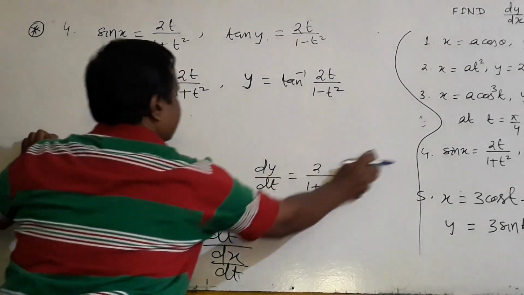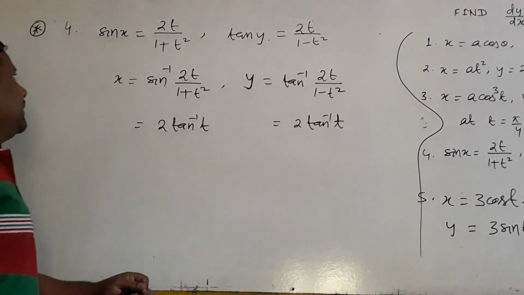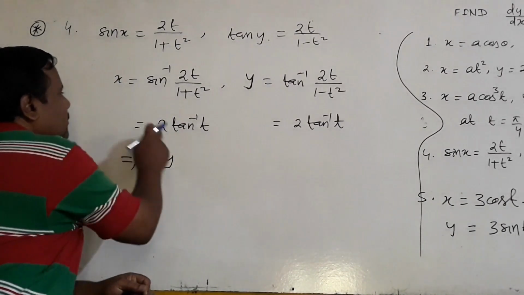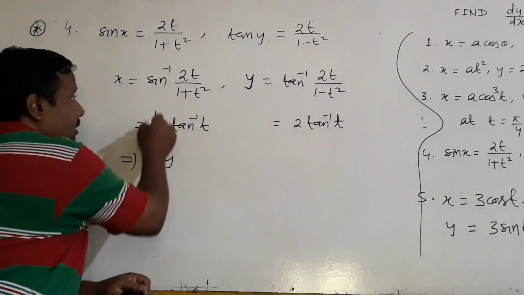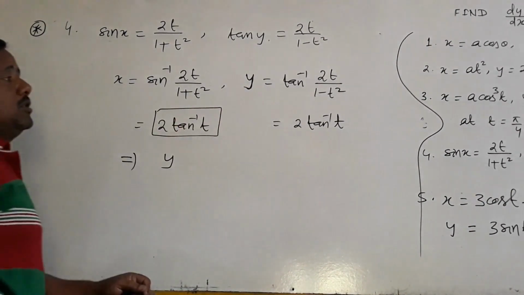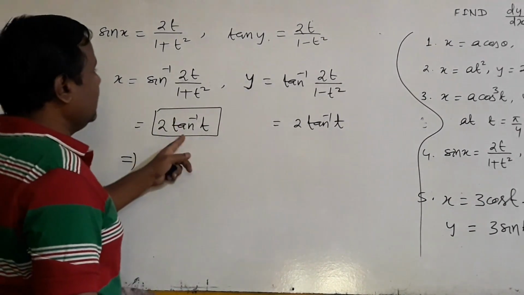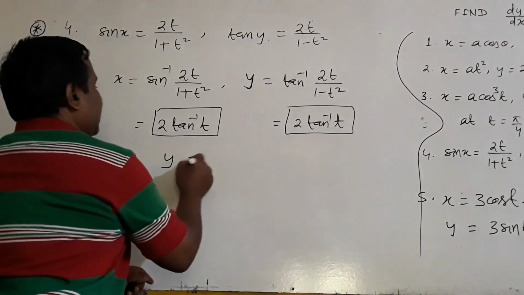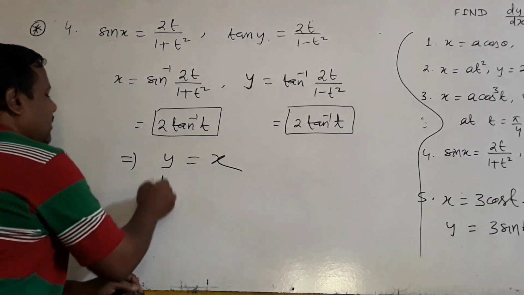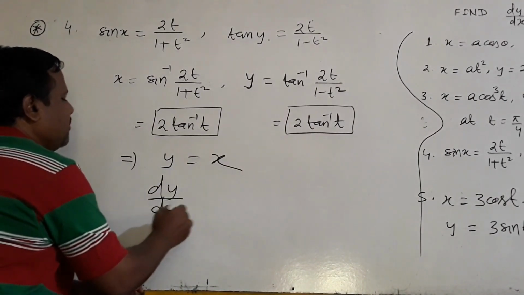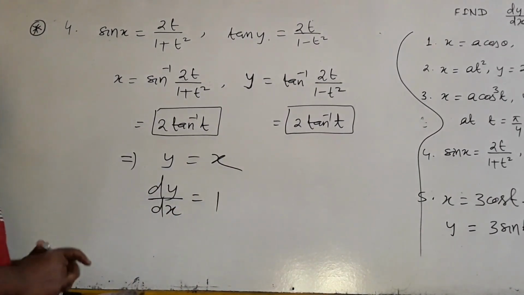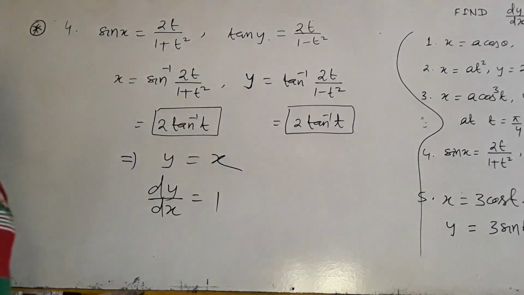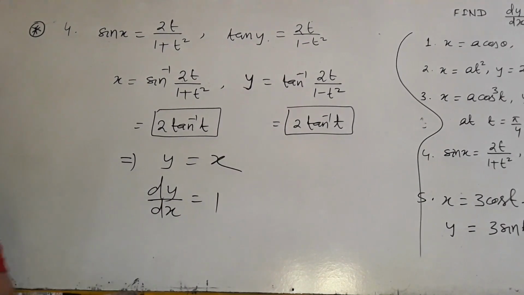Very interesting thing. Look at me. This implies x is 2 tan inverse t. I will explain it later in the chapter of inverse trigonometry functions. x is 2 tan inverse t, y is also 2 tan inverse t. So y is equal to what? x. Now dy by dx is 1. This is a very simple step. Many students find dx by dt this much, dy by dt that much, then divide. Not a requirement at all.